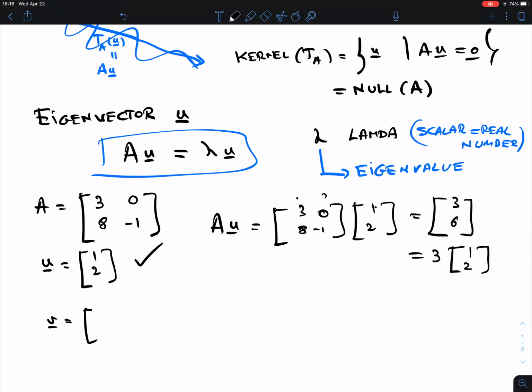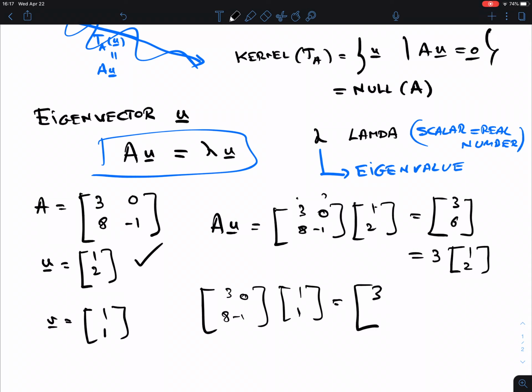What about 1, 1? Let's try that one. Okay? 3, 0, 8, negative 1, times 1, 1. So I work this out. It is 3, and then an 8 minus 1 is 7. Is this a multiple of 1, 1? No, right? In order to get a 3, I should have taken 3 times this guy, but then I get a 3 in the bottom too, not a 7. So you see, it's very special to be an eigenvector.